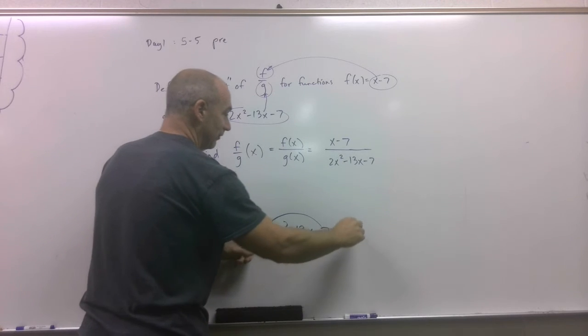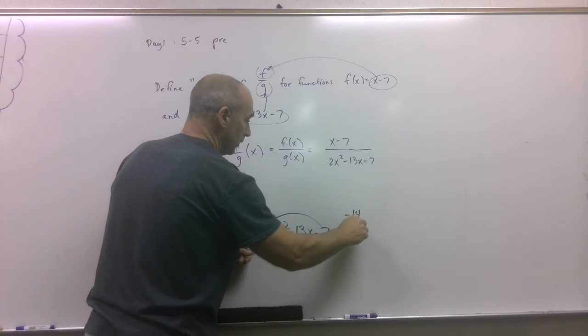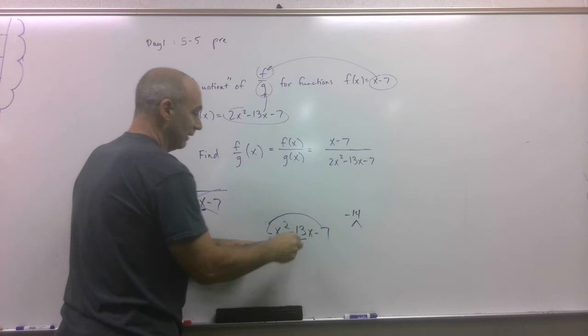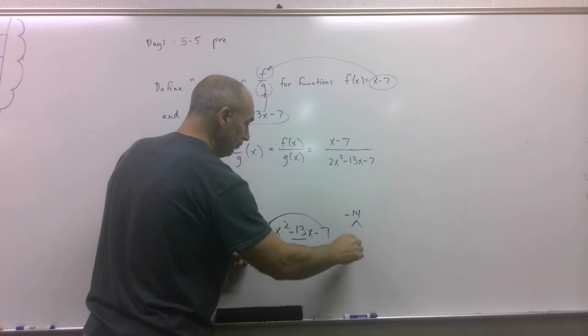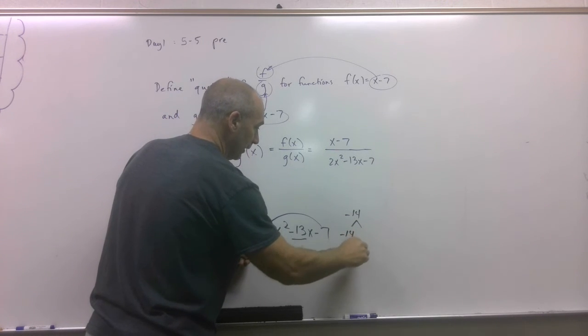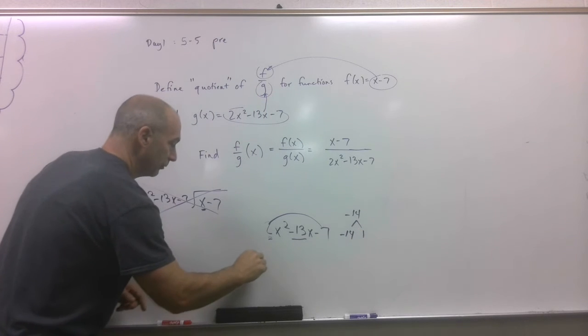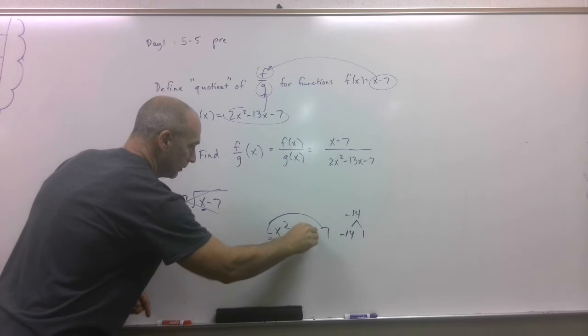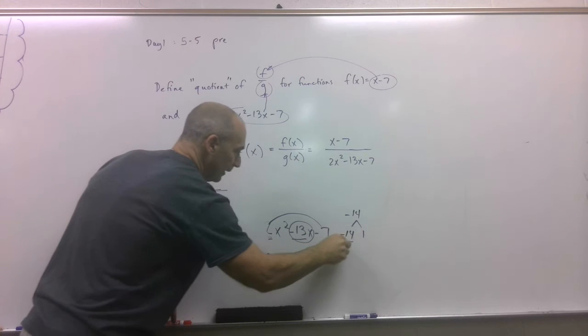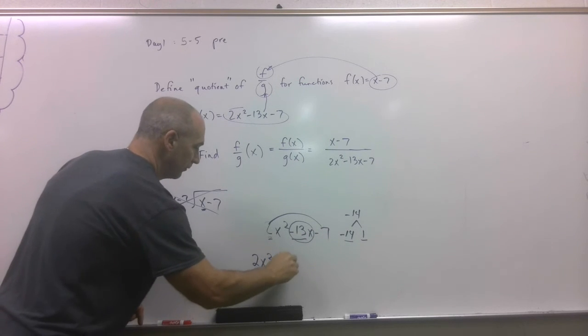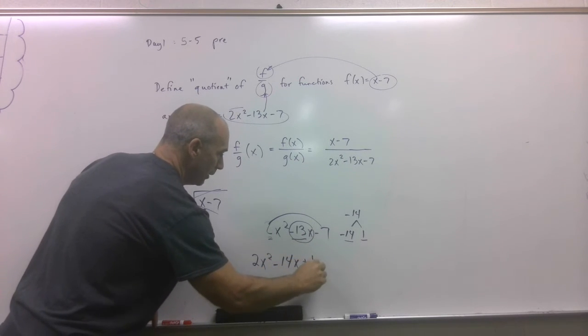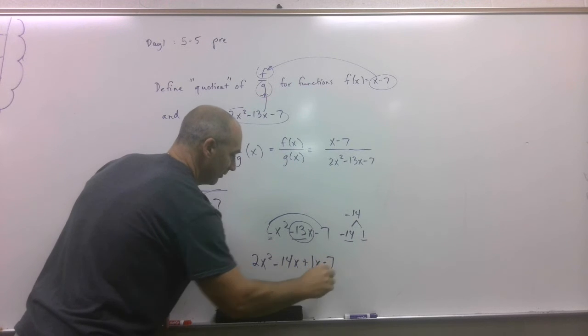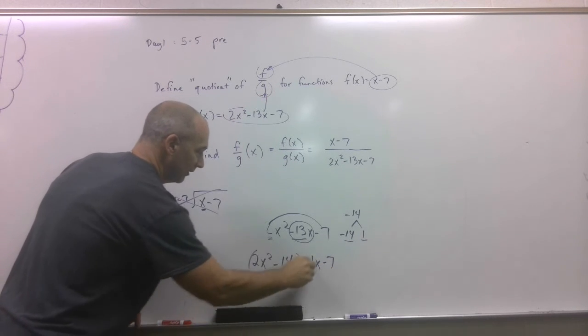So 2 times negative 7 is negative 14. 2 factors of negative 14 that add up to negative 13. That'd be negative 14 and 1. So I'd rewrite it, 2x squared. I'm going to replace this middle term with these 2. So minus 14x plus 1x minus 7. Put some parentheses in there.